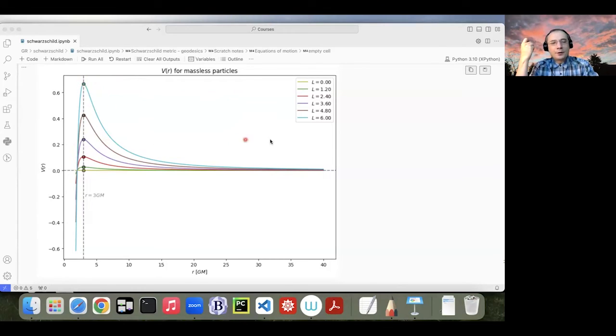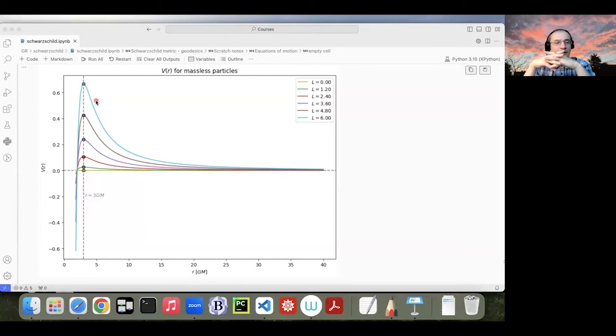However, keep in mind that photons which get very close to the black hole, even if they bounce back, because of this potential barrier, will spend some more time close to r equal to 3GM before either bouncing back or falling into the black hole for small r. Meaning that they will spend some more time around r equal to 3GM, even if the orbits are unstable there. So r equal to 3GM is sometimes known as the photon sphere.